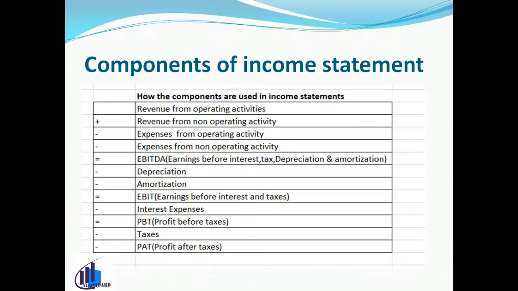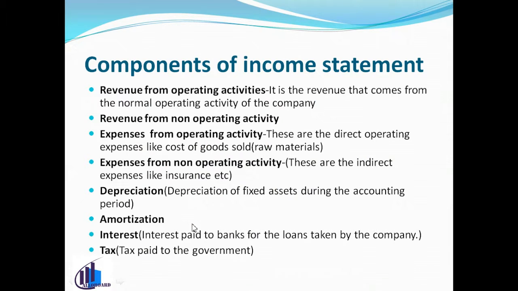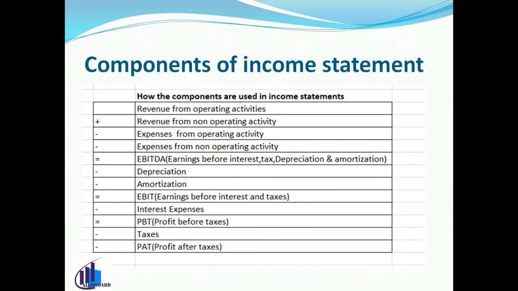So obviously we need to pay taxes to the government. So the money which we get here, profit before taxes, from that we subtract the tax which is paid to the government. After we subtract tax to the government, we arrive at something called profit after taxes, which is the actual profit which the company earns in the past accounting period.